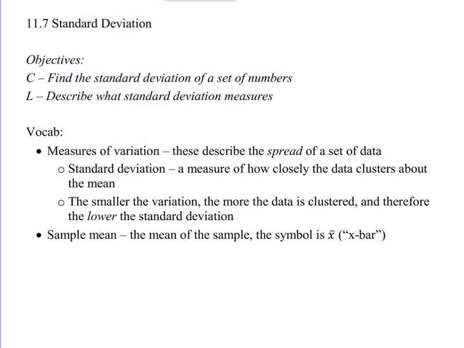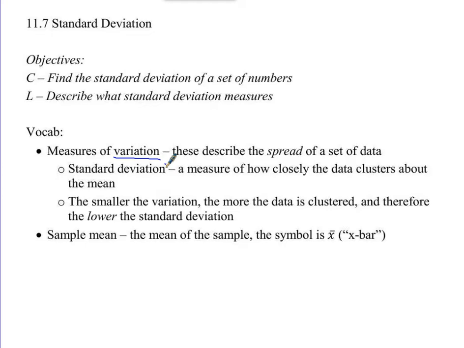Section 7 is standard deviation. Standard deviation is a statistic. It's not a measure of central tendency, though. It's a measure of variation. Standard deviation describes the spread of the data.